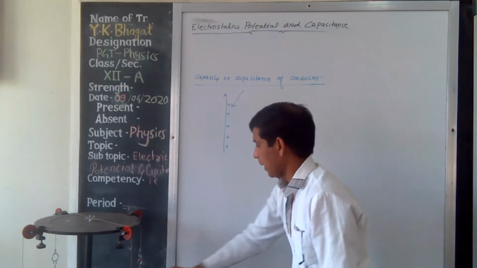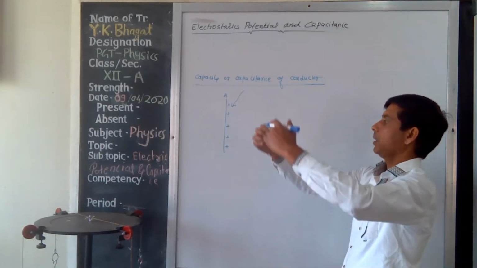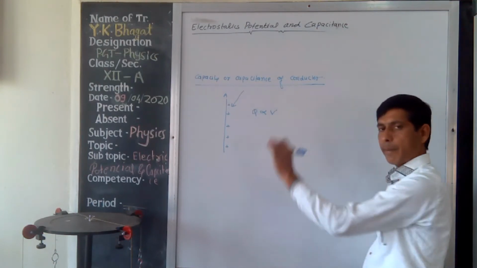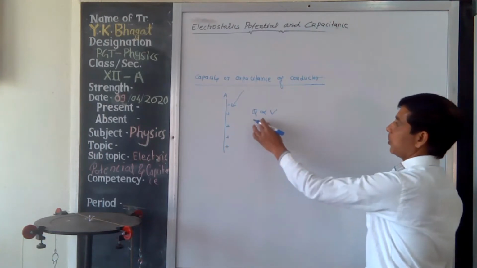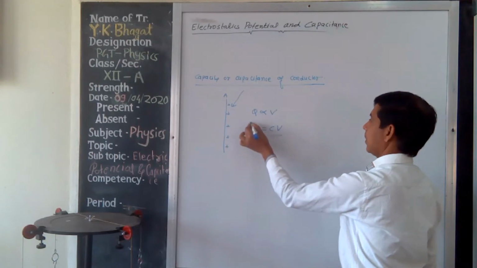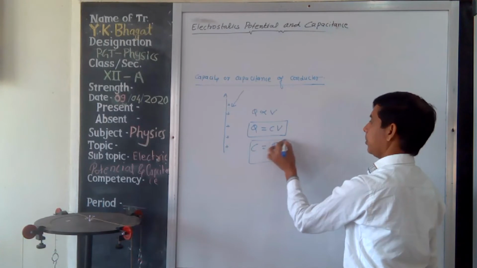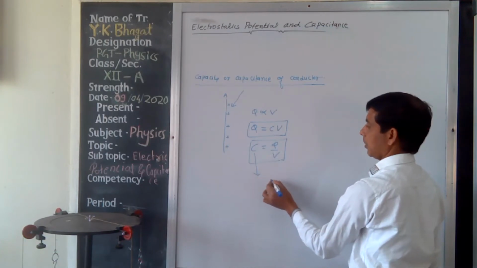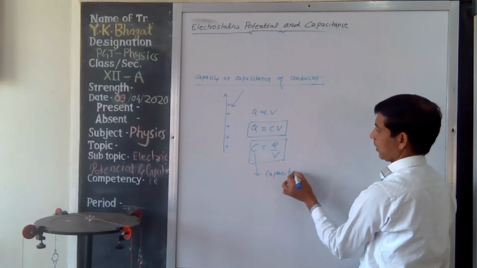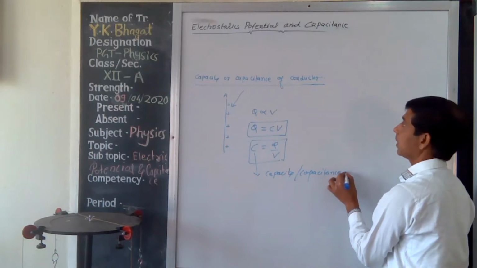We observe that as the charge increases, potential increases proportionally. That means Q is proportional to V, with proportionality constant taken as C. That means C equals Q by V. This proportionality constant C is called the capacity or capacitance of that conductor.